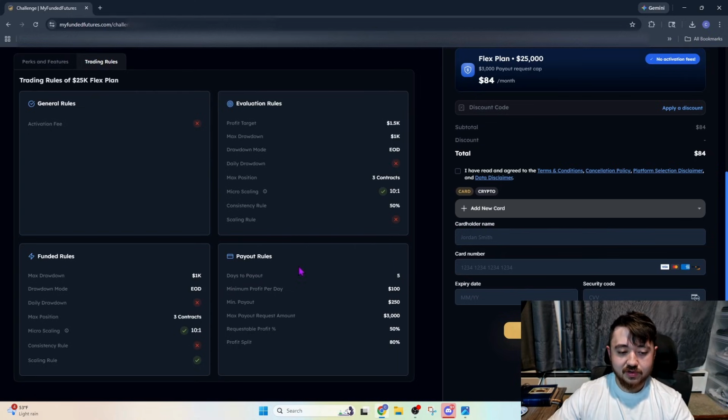And right here for the payout rules, you just need 5 winning days of $100 or more. They do not need to be consecutive. Minimum payout is $250. Max payout request, like I said, this is the biggest payout cap I've seen for a 25k account, is $3,000 per account, and your requestable profit is 50%.